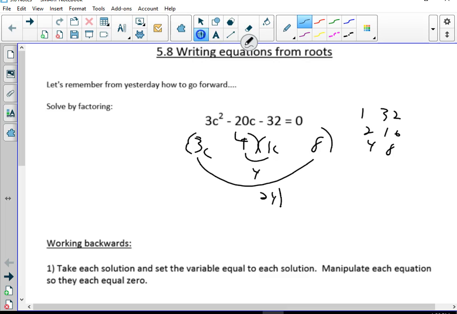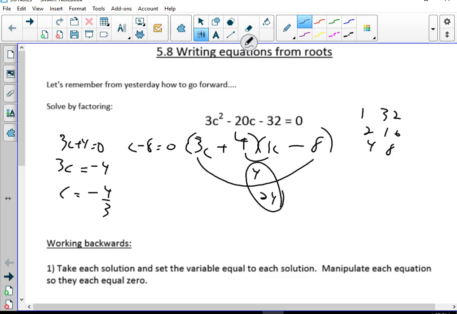So, can I get negative 20 from these two numbers? Yes, I can. 4 minus 24. So where did the 24 come from? Here and there. Okay, so I just factored that. Now I set them both equal to 0, which means my 2 solutions are 3c plus 4 equals 0, and c minus 8 equals 0. Move the 4 over, 3c equals negative 4, divide by 3, c equals negative 4/3. Or c equals 8. Those are my 2 intercepts.